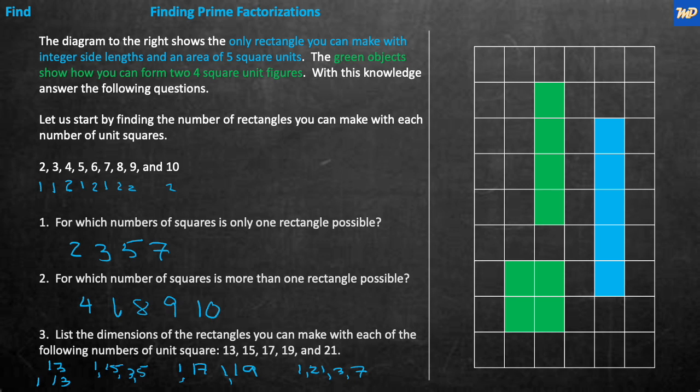So I think that's what we have here. Did we get them all? 1, 2, 13, 15, 17. Did I miss 17? Oh, no, here's 17, 19, and 21. There they are.